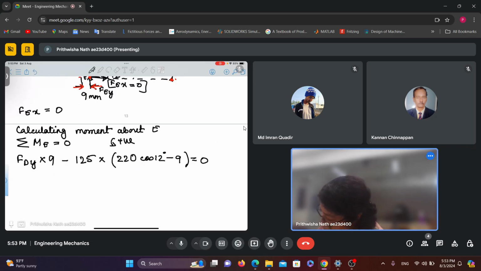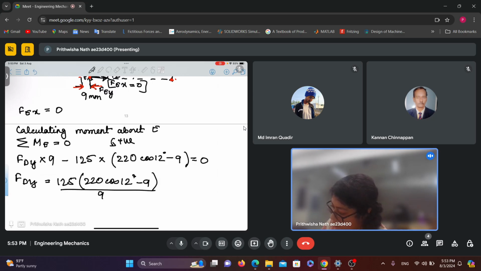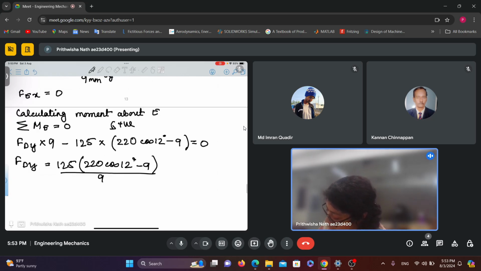So from here, F_DY is 125 to 220 of cos 12 degrees minus 9 divided by 9. So F_DY equals 2863.78 Newton.